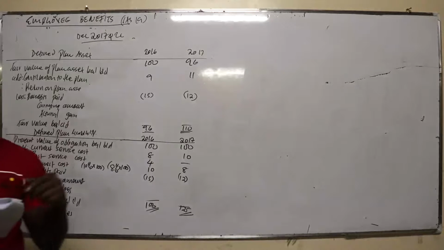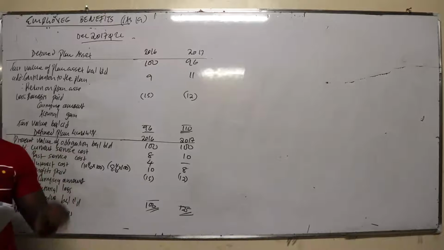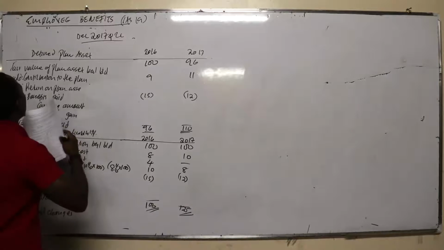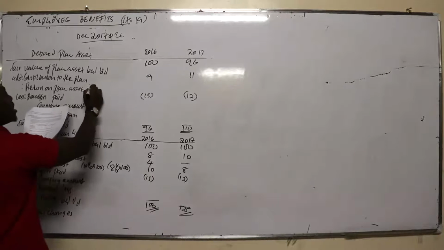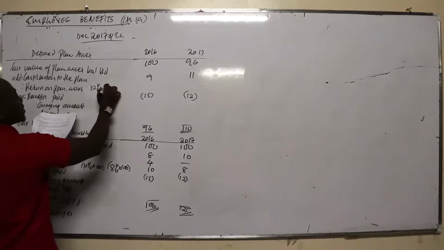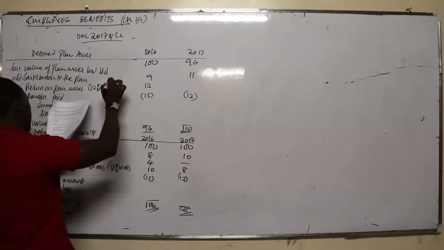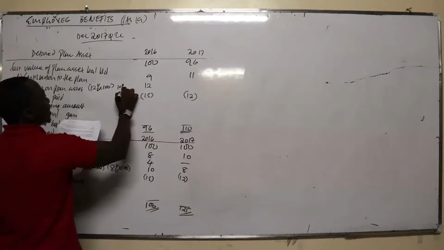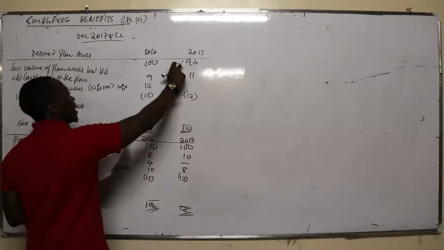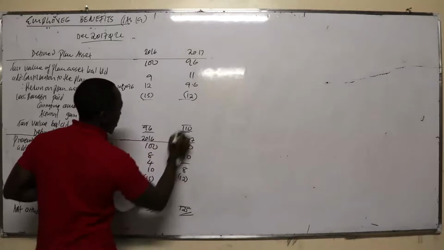Then below it we have the expected rate of return on plan asset. For return on plan asset, in 2016 the rate was 12% of the balance brought down, which is 100, of which you get 12. And then we have 10% of 96, and you get 9.6. Give me the carrying amount.